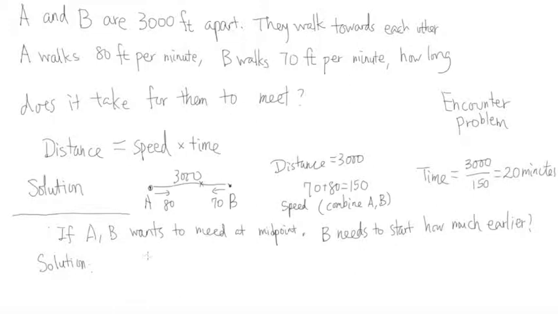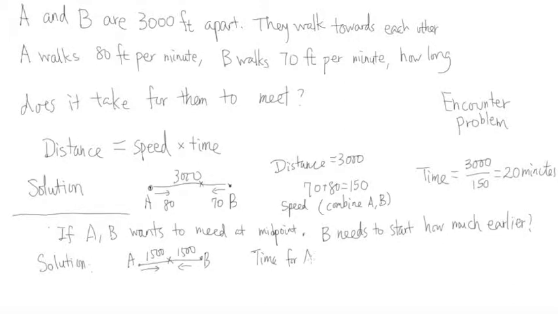Well, again, we draw the graph. Now, what happens is they want to meet at the midpoint. So what does that mean? Well, it's 3,000 feet between A and B. So the midpoint will be 1,500 and 1,500, which means A will need to walk 1,500, B will need to walk 1,500. And because they have different speeds, the time needed for A and B is different.